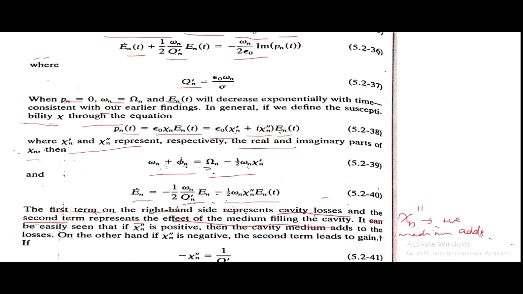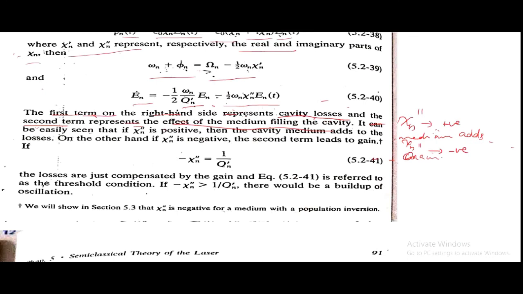Then if chi n double dash is positive, the cavity medium adds to the losses, and when chi n double dash is negative, the second term leads to a gain. That is, minus chi n double dash equals 1 by Qn dash. That is, if minus chi n double dash is greater than 1 by Qn dash, then there will be a build-up of oscillation.